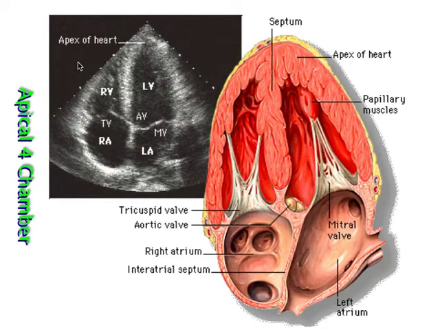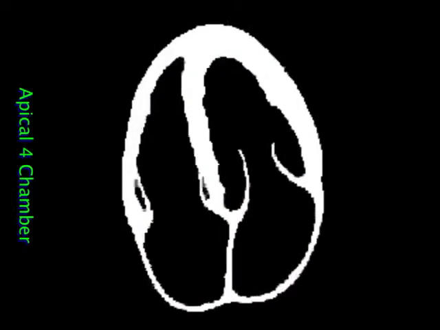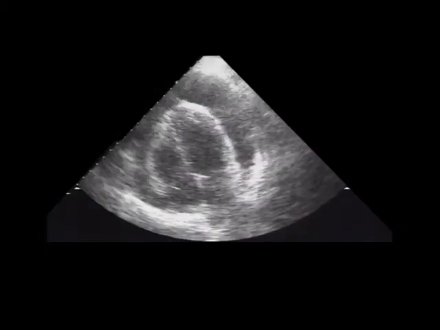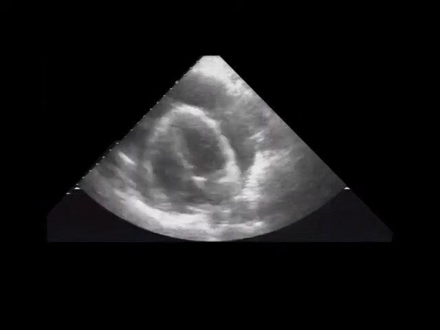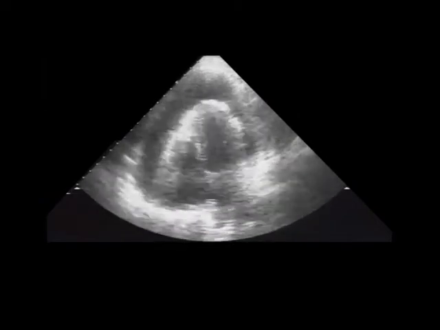So subxiphoid view, indicator to the patient's right. Parasternal long, we put it to the patient's left, but then apical 4 chamber, we're back to the patient's right again. And this is what it looks like as a schematic diagram. And once again, this is what happens when we see some pathology. The pathology is clearly demonstrated here.